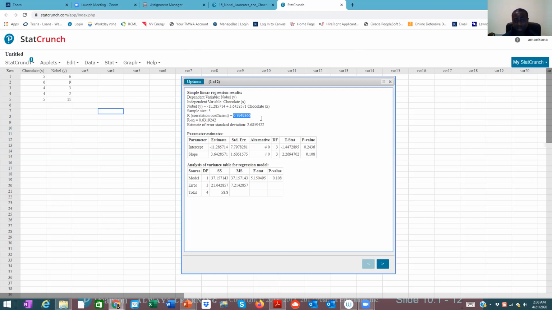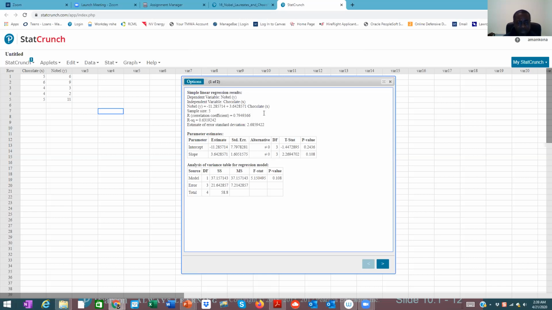0.7995 to 3 decimal places. Okay, and then when we square this value, we get this R squared here. We'll talk about what that means. Now, if you look at the first table, that's a parameter estimate for intercept and then the slope. This is the estimate. That's the y-intercept, which is the same value here. And then this is the slope of the line, which is there.